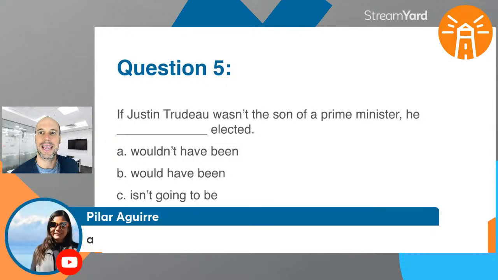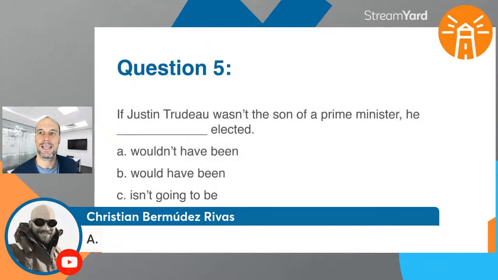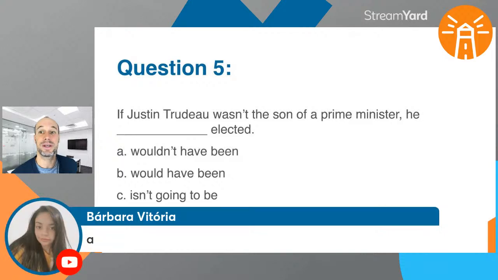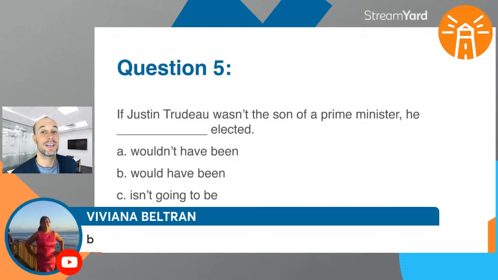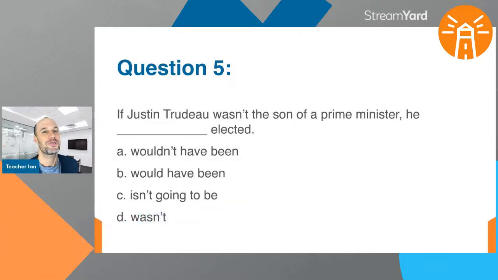All right, Lorraine said A, Pilar said A, Najman said A, Irene said A. Everybody's saying A, but Viviana says B. Correct answer is A. So if Justin Trudeau wasn't the son of a prime minister, he wouldn't have been elected. So he was elected, right? He became the prime minister. Now he's on his second or third time.